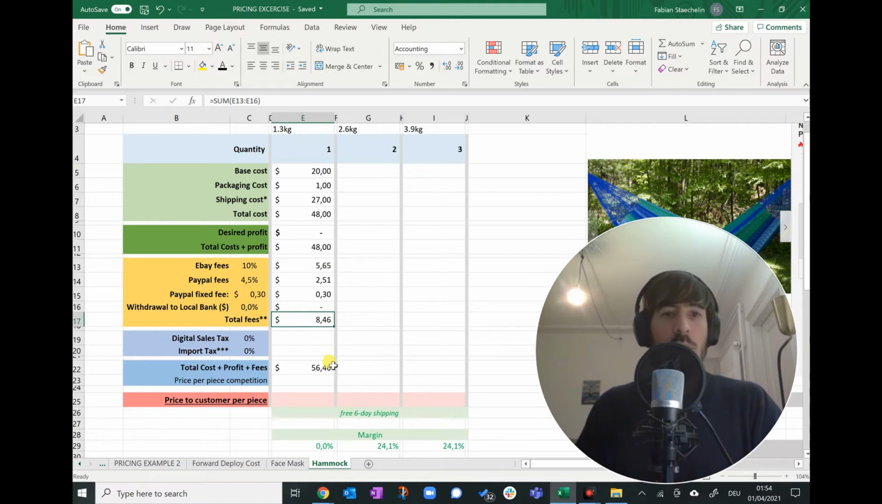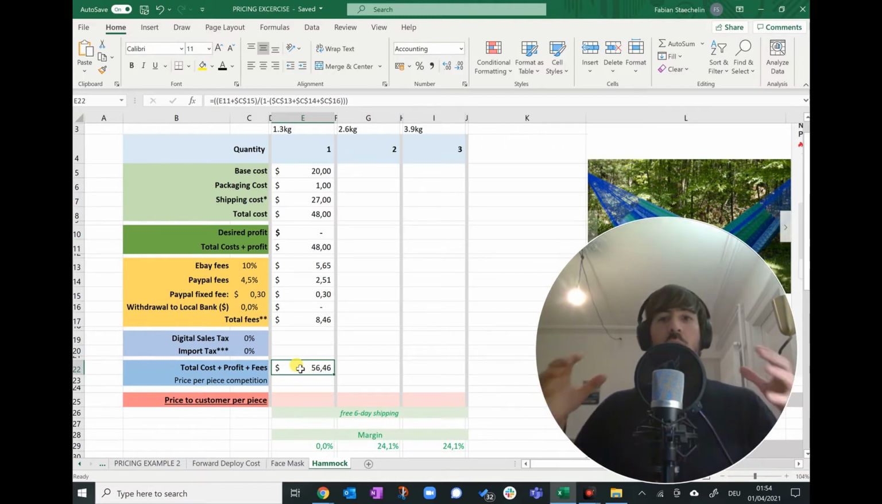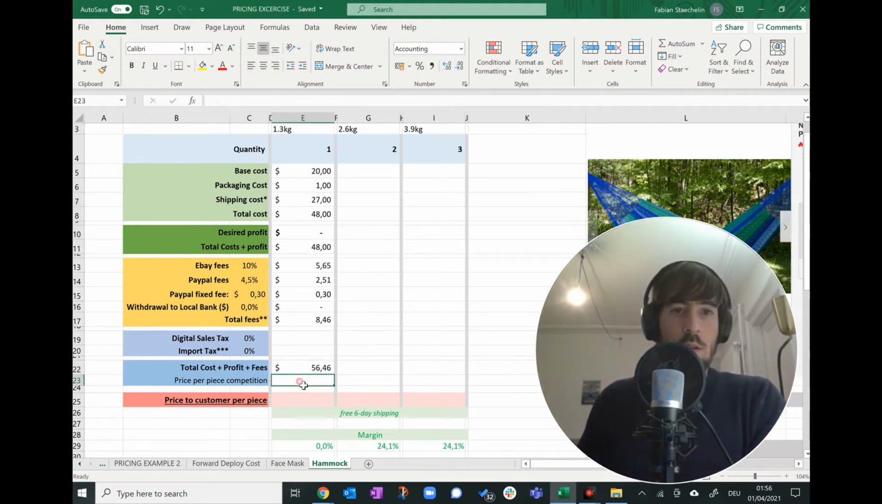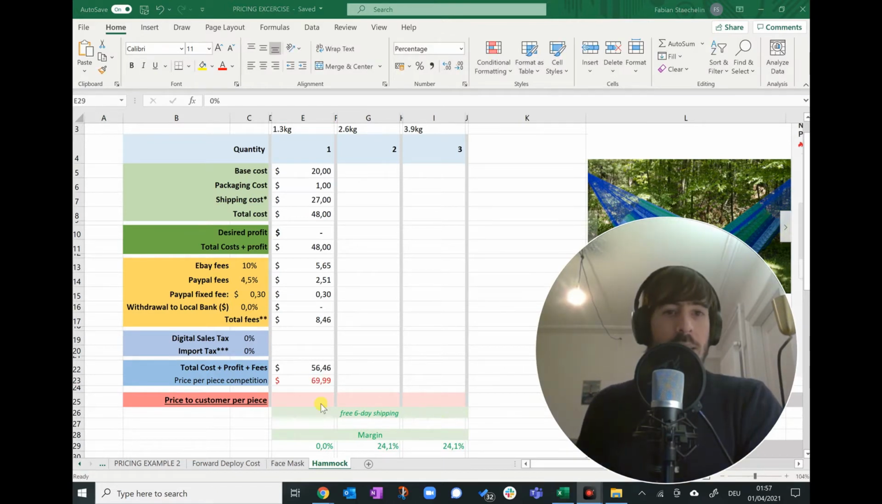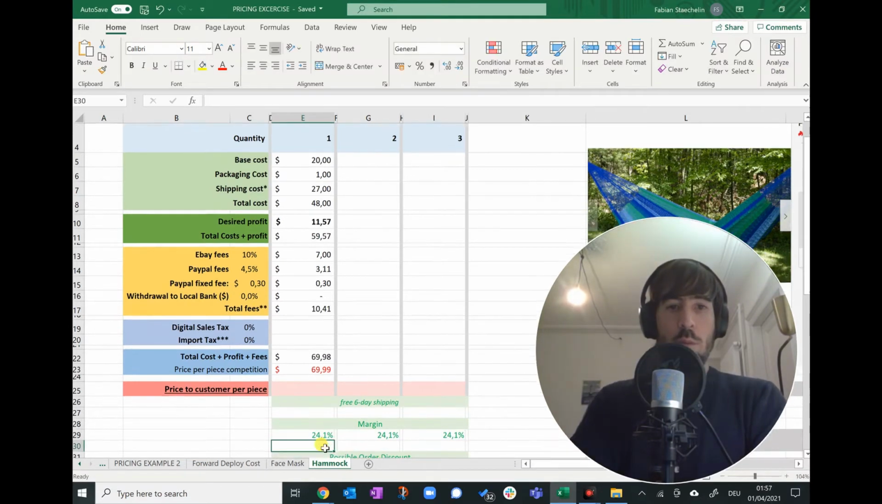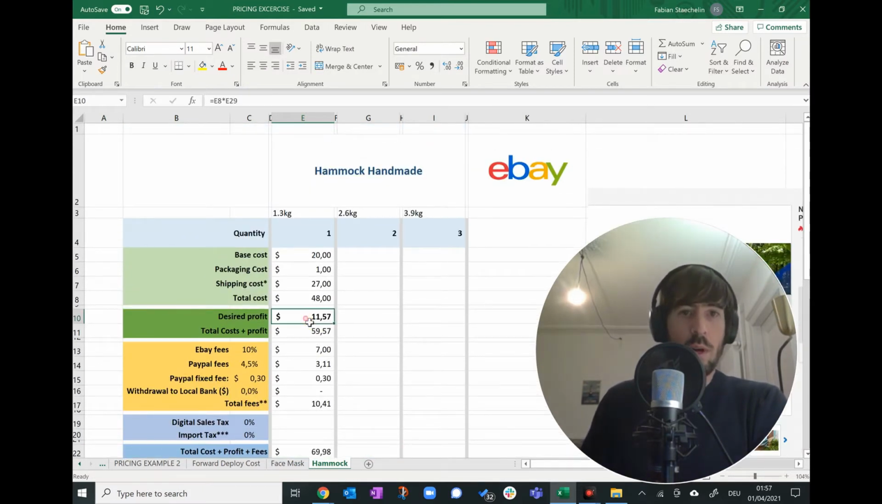And what that means is that our total cost of selling is $56. So we can see that there's a little bit of a gap between the $56 and the $70 target price. That's going to be our margin. So let me add the competitor price here, $69.99. And if I want to sell at the same price, I can basically afford a profit margin of roughly 24%. Actually, it's 24.1%, which corresponds to about $11.57 profit for each item sold.